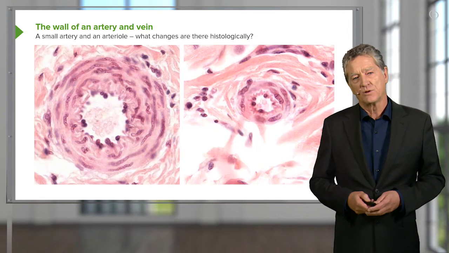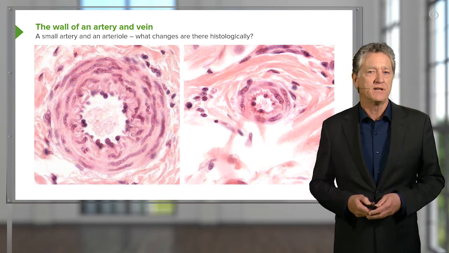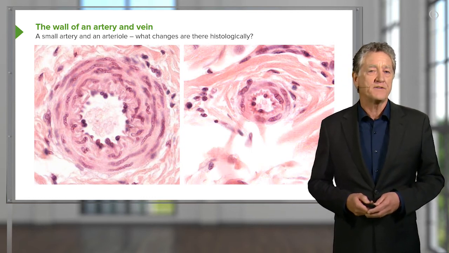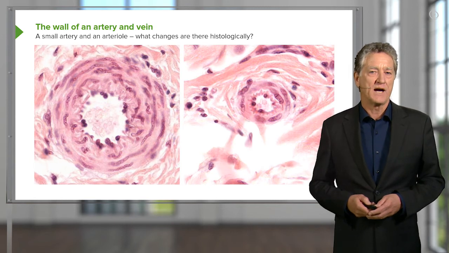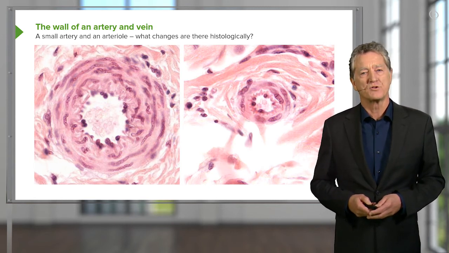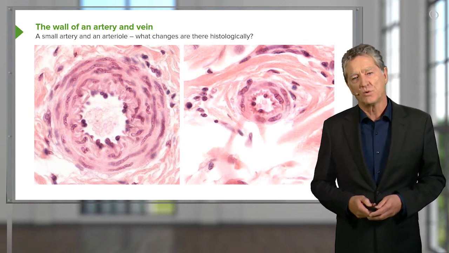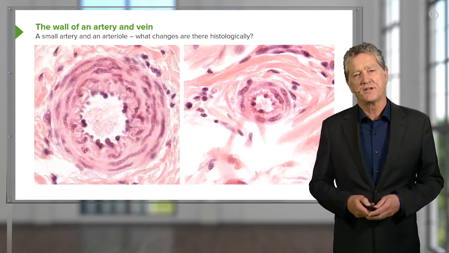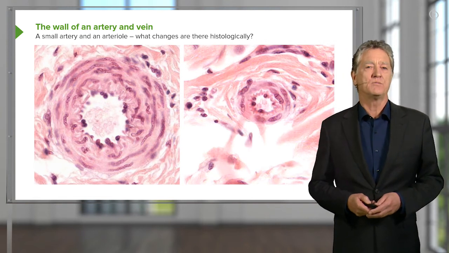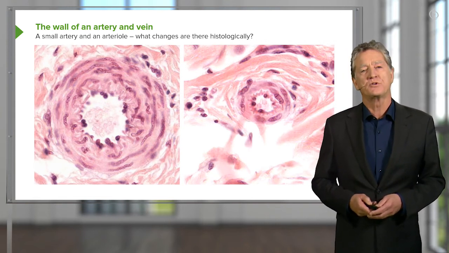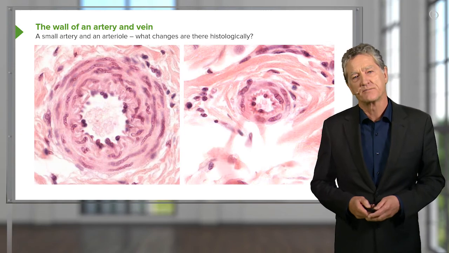What about then looking at a small artery and what we call a little arteriole? On the left-hand side is a small artery, similar to the one you saw previously. And on the right-hand side is a very small artery we call an arteriole. An arteriole we term when it's only got one or two layers of smooth muscle around it.